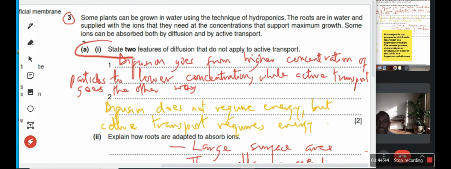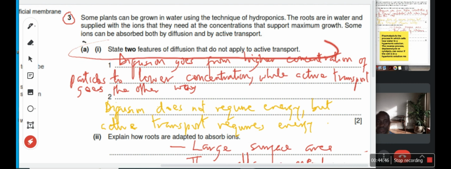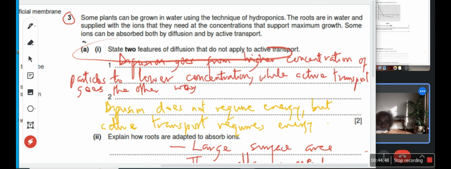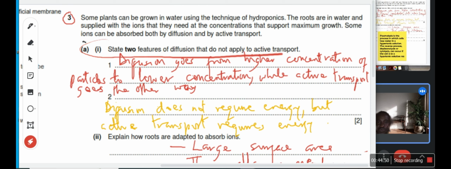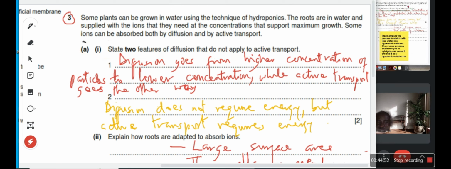Shall we read this? Read this so that we can move away from here. State 2. Okay. Not at 3A, on page 12 of 20.